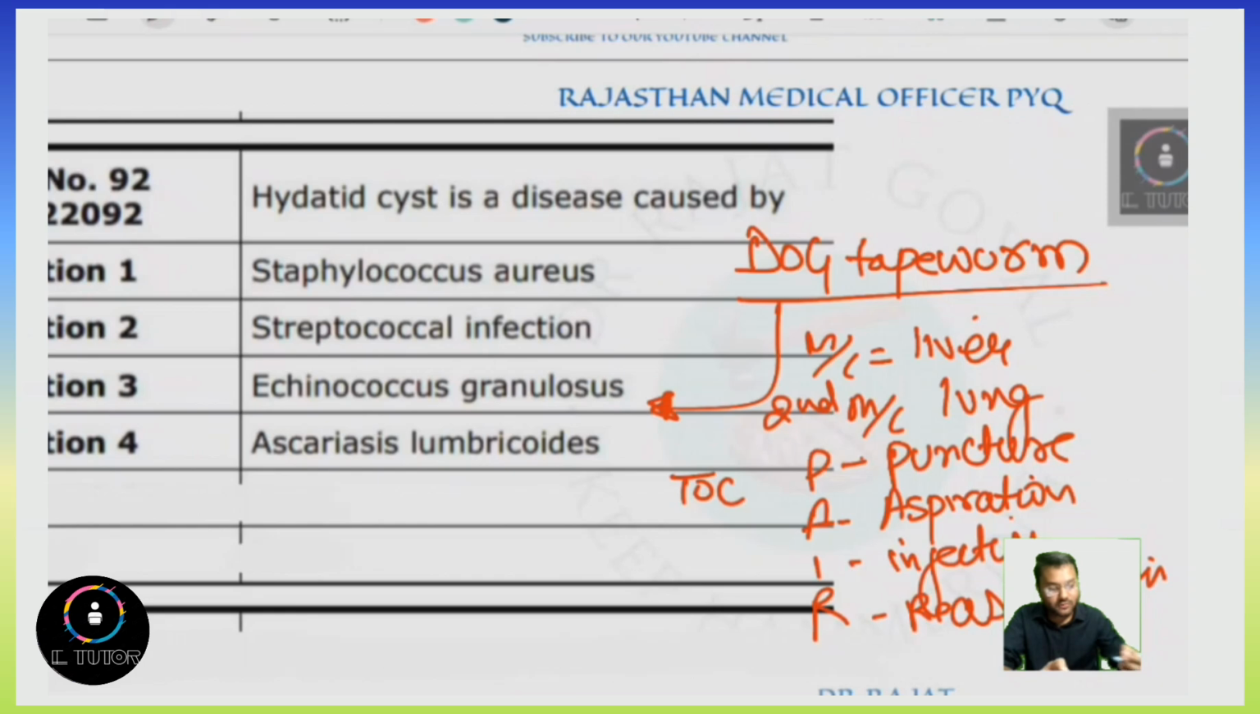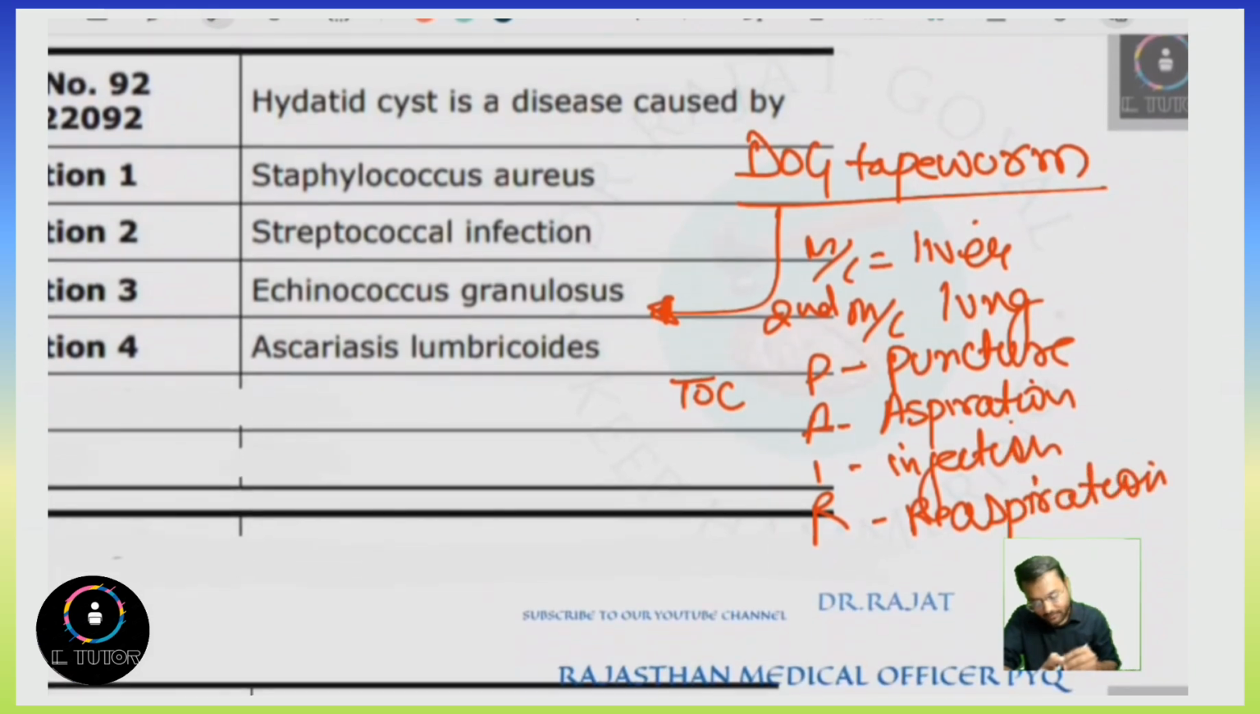And primary host will be dog, and secondary host or dead-end host will be human, or accidental host will be human. So answer here will be option number 3, which is Echinococcus granulosus.